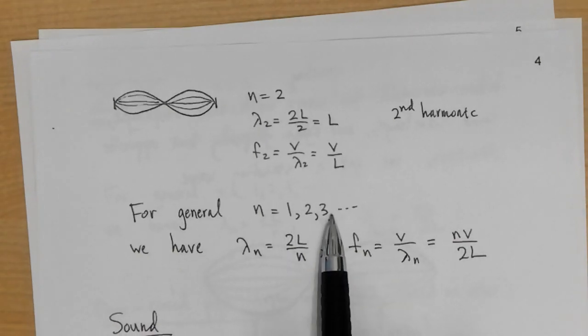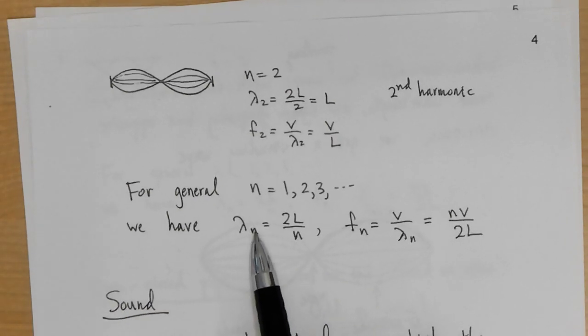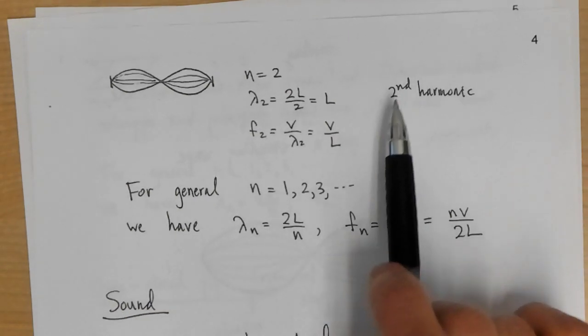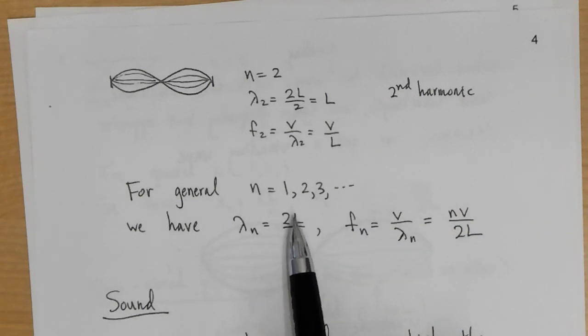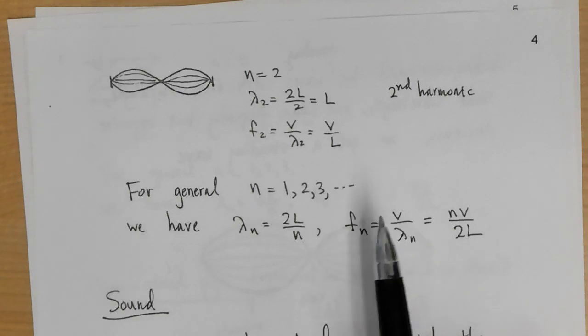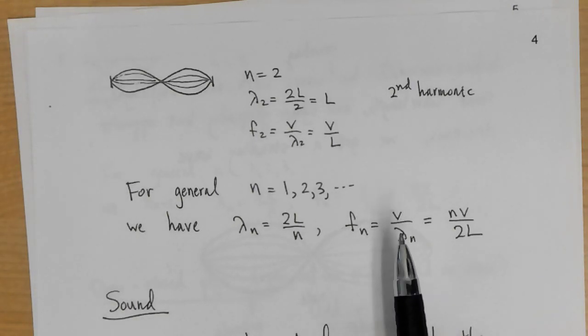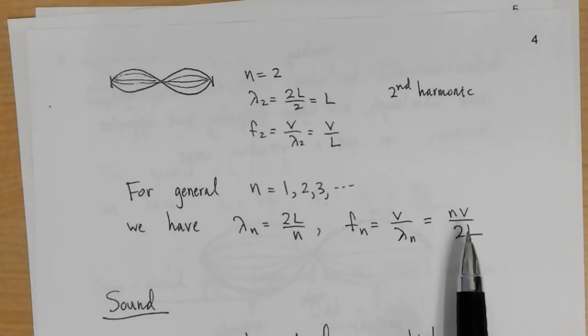So in general, the formula for n equals 1, 2, 3 is that the wavelength lambda sub n for the nth harmonic is equal to 2L over n. So for n equals 1, it was 2L. For n equals 2, the second harmonic, it's L, and so on. And the frequency f sub n is the wave speed divided by lambda n, and so plugging in this formula, we get nv over 2L.